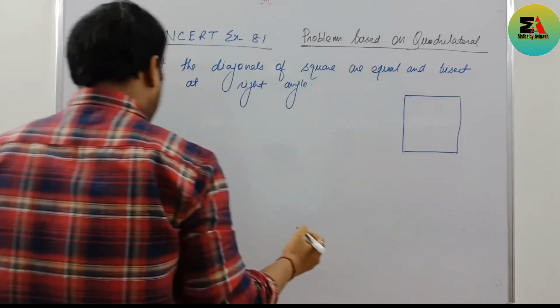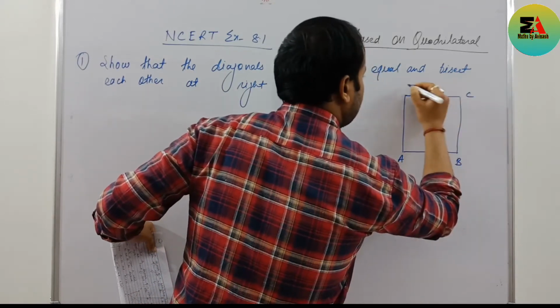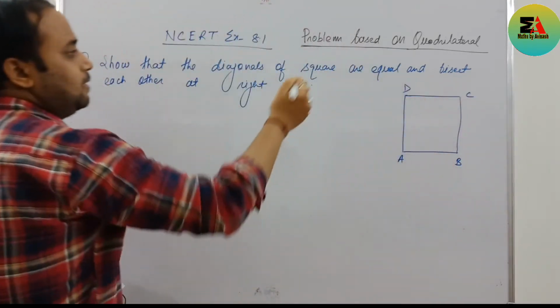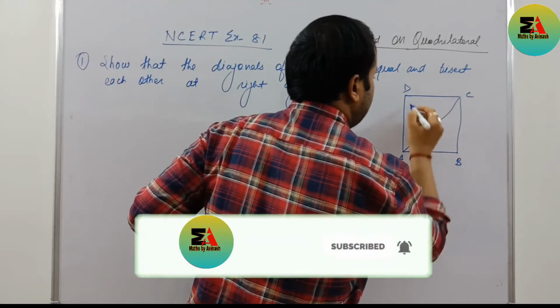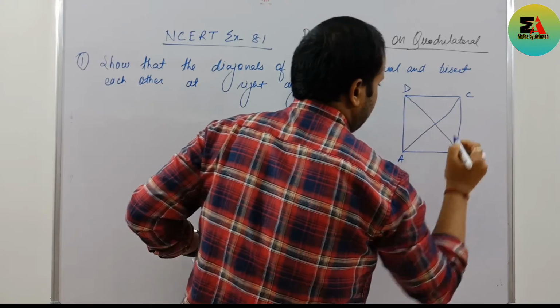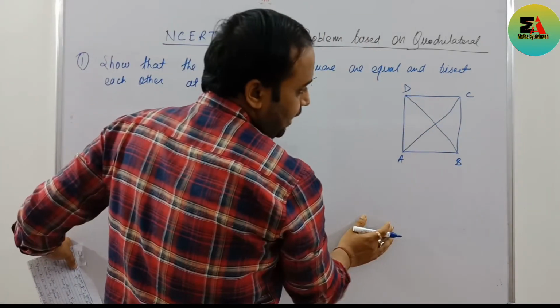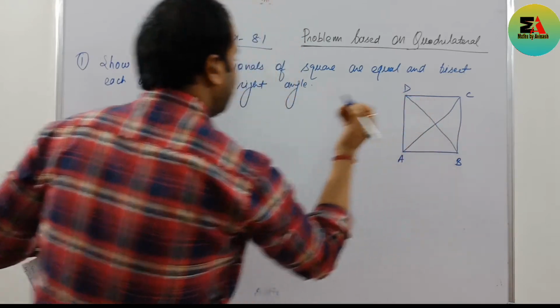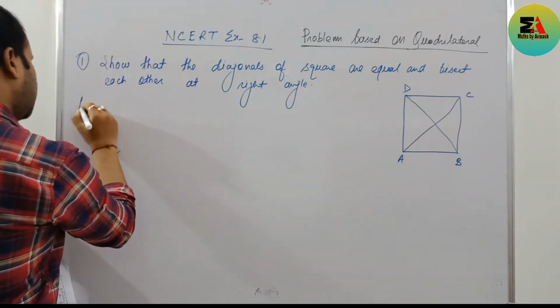We have a square ABCD and these are two diagonals. First diagonal is AC, second diagonal is BD. So we have to prove that AC equals BD and AC and BD intersect at right angle. See how we solve this sum.